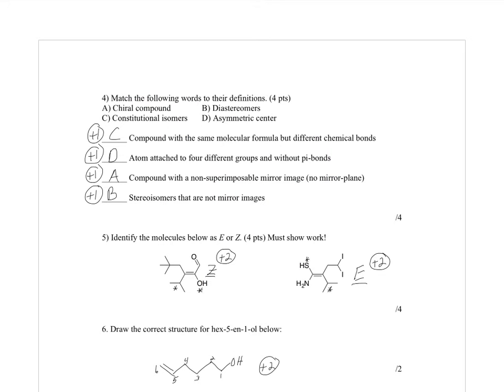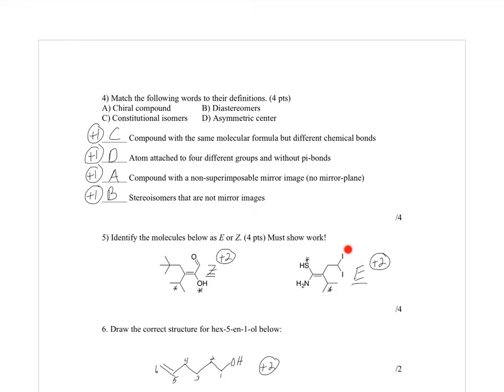So here's some matching. Compounds with the same molecular formula but different chemical bonds, that's a constitutional isomer. An atom attached to four different groups without pi bonds, that's an asymmetric or chiral center. A compound with a non-superposable mirror image and no mirror plane, that would be a chiral compound. And then stereoisomers, two compounds that are not mirror images, that of course is diastereomers, which you've seen before.